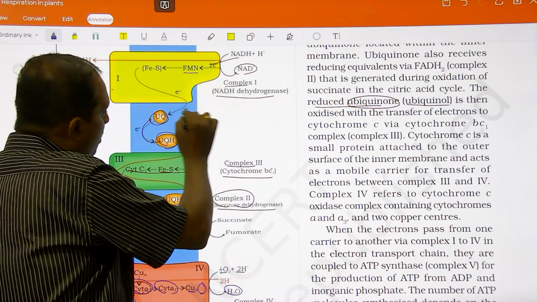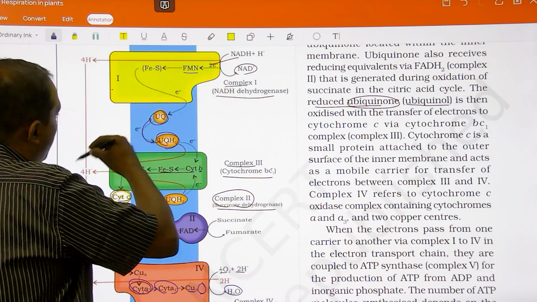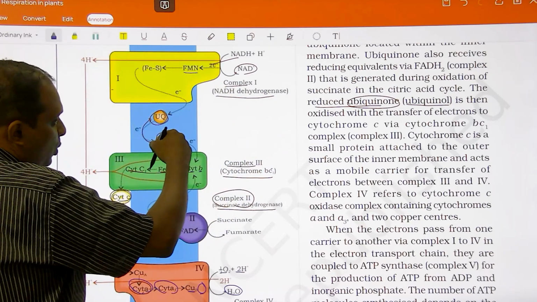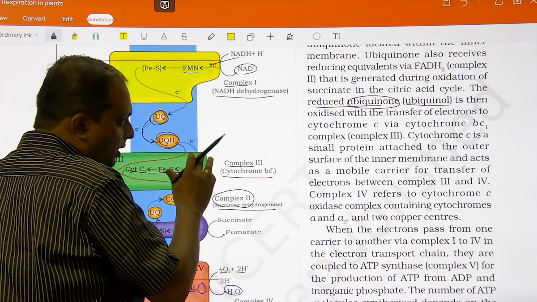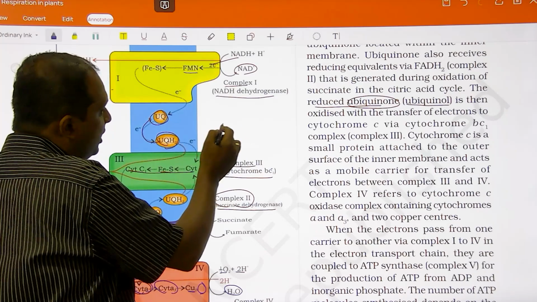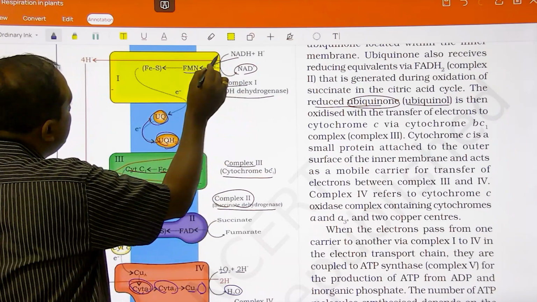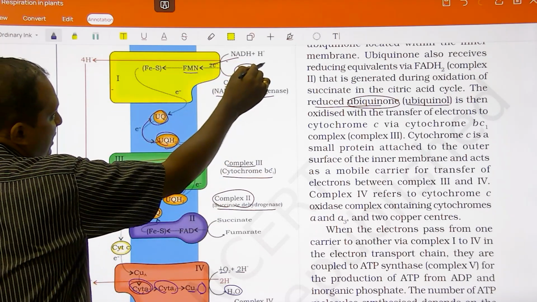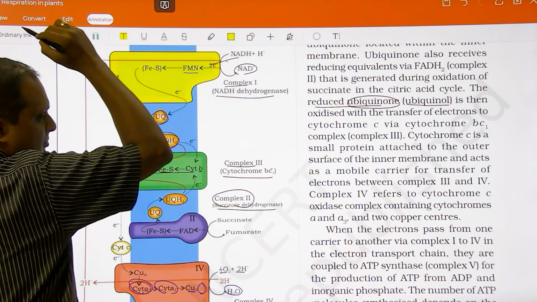Matrix. This is the intermembrane space, this is the outer membrane, and the bluish one is the intermembrane. Whenever the electron passes across the complex, there is a proton getting from the matrix to the intermembrane space.